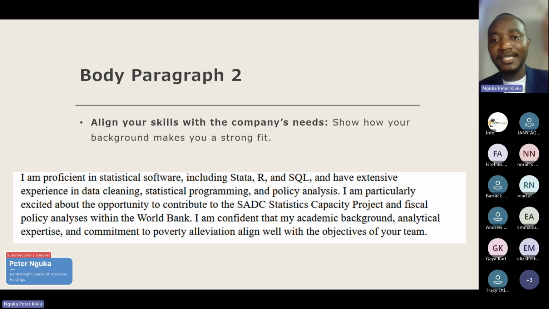So I try to relate everything that I have, because this job basically needed somebody with some background in statistics. So I try to relate that with whatever they are trying to do. So you can see that I even mention what they're doing with the SADC statistics capacity project. So if somebody's trying to read this and is part of the World Bank, they can see that I have knowledge of whatever they are trying to do.